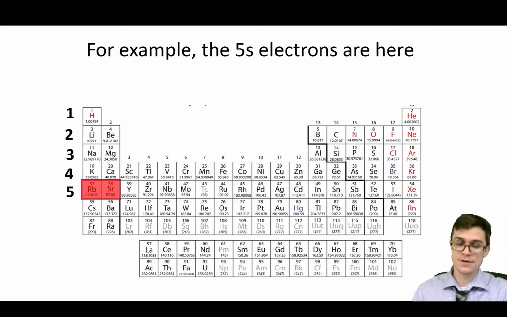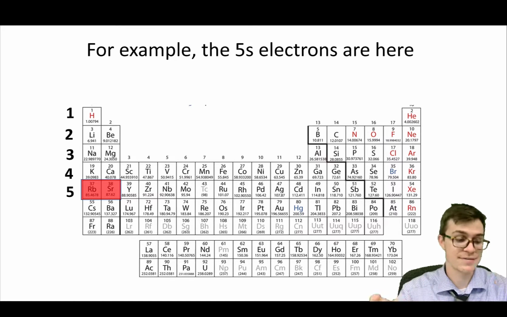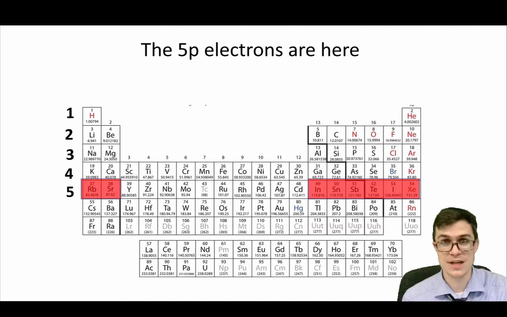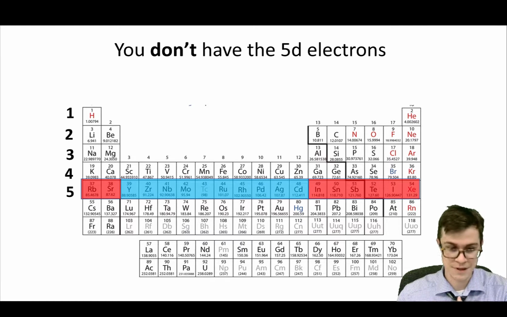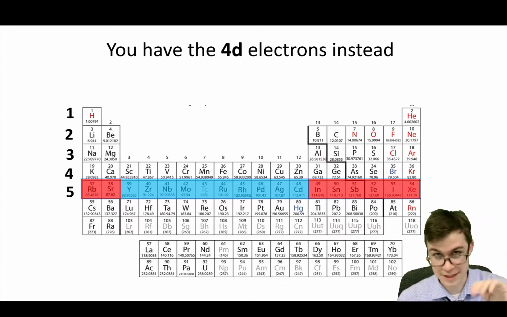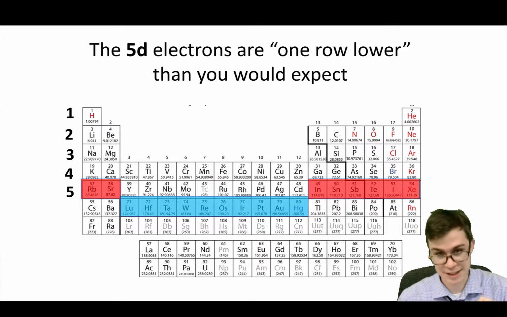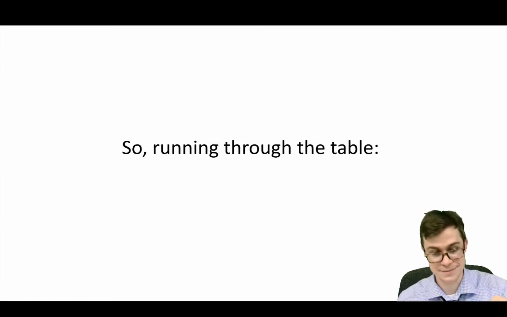For example, if you get down five rows, you get the 5s electrons, right? This is where the 5s shapes are, and this is where the 5p shapes are. And that makes sense because you're on row number 5. You would expect that in between them you have the 5d electrons, but you don't, because the d electrons fill up weirdly. You have the 4d electrons instead. The 5d electrons are one row lower than you would expect. So if you're on row 5, the d shape actually is not at level 5. The d shape is at level 4 right there.